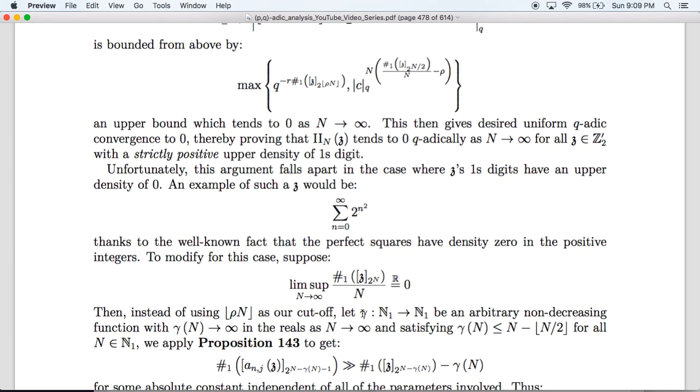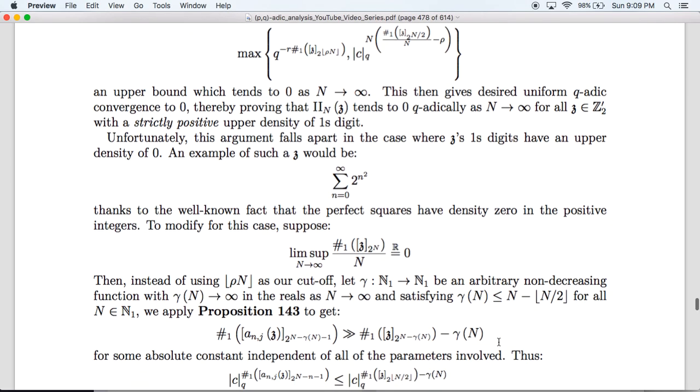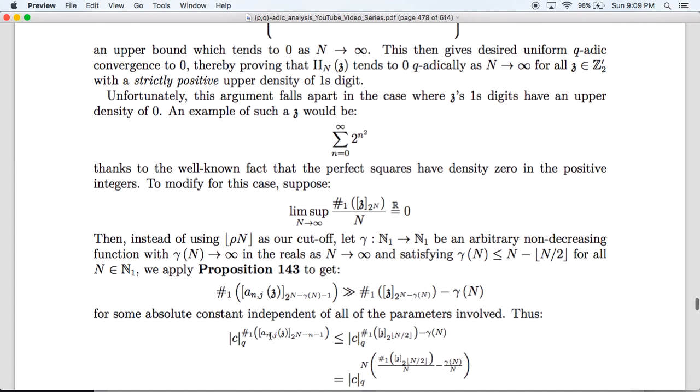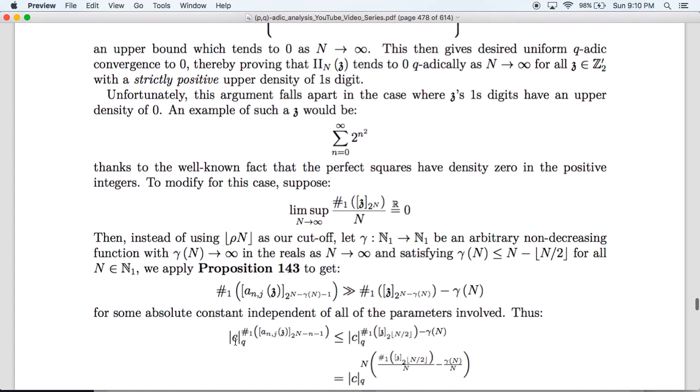So here we're going to use proposition 143. Let gamma be an arbitrary non-decreasing function which tends to infinity in the reals as n goes to infinity, and let's suppose that this inequality holds true for all n. Applying proposition 143, which again we haven't proven yet, we get this lower bound, for some absolute constant depending only on z. Thus, since c_q is less than 1, we have this upper bound.